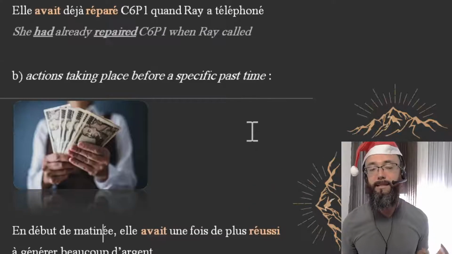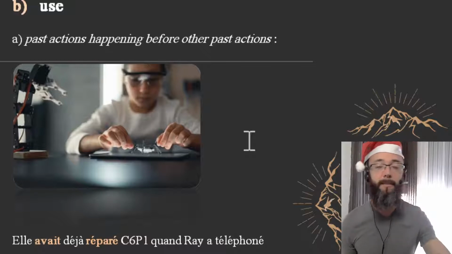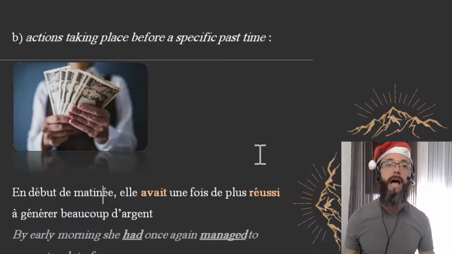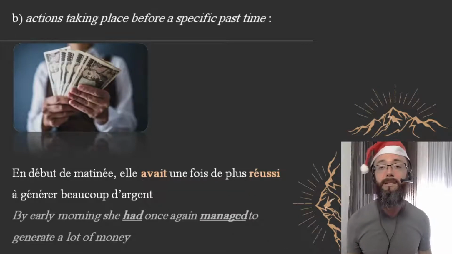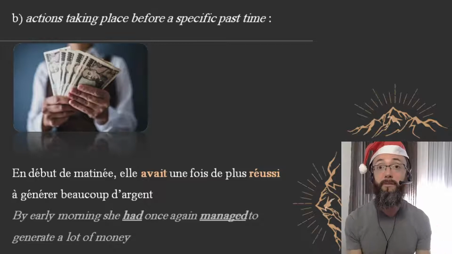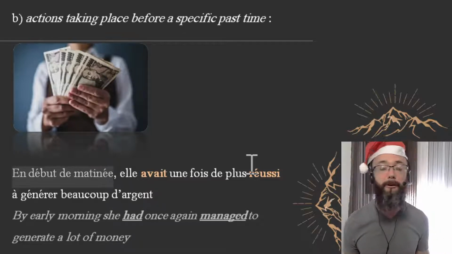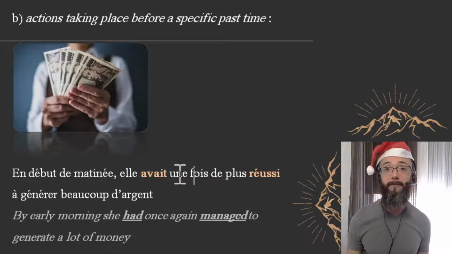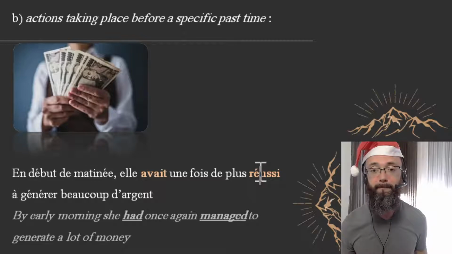And that's the second use. So the first one was past actions happening before other past actions. Second use, actions taking place before a specific time. So you don't necessarily need to have a past tense in the sentence to warrant the use of the pluperfect. And it is good to know here there's no verb before we use that pluperfect tense. It's just a specific time in the past.